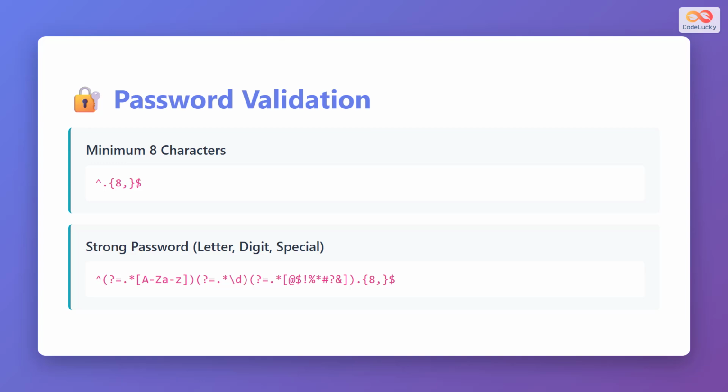Strong password validation improves security. The minimum 8 characters pattern simply ensures the password has at least 8 characters of any type. For stronger security, use the complex pattern with lookaheads. This pattern requires at least 1 letter, 1 digit, and 1 special character from the set @$!%*#?&. The .{8,} matches any character repeated at least 8 times. This ensures passwords meet common security requirements.